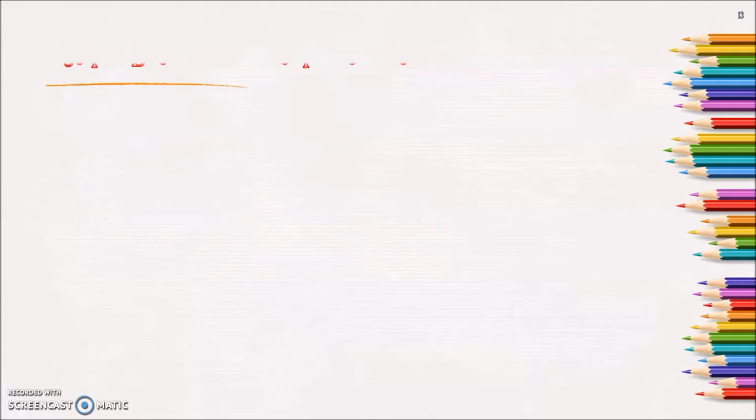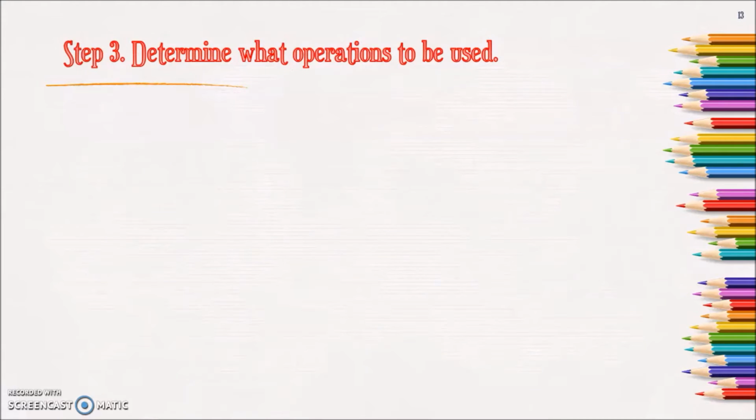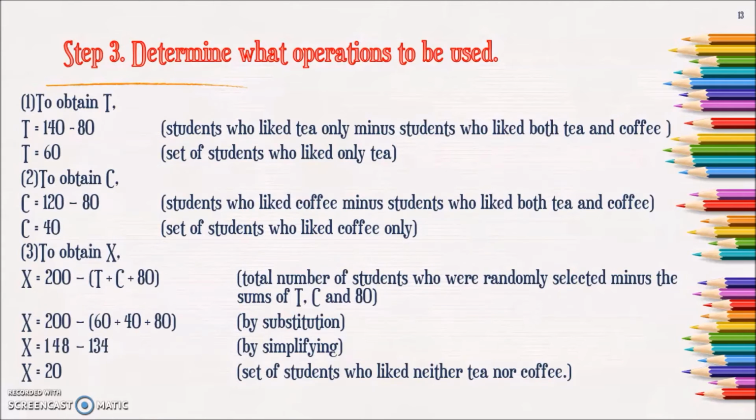So let's proceed. Step 3. Determine what operations to be used. To obtain T, we have T equals 140 minus 80. These are the students who like tea minus the students who like both tea and coffee. So T now is equal to 60, since 140 minus 80 is equal to 60. So 60 here is the set of students who like only tea.